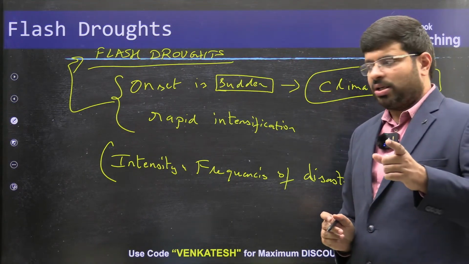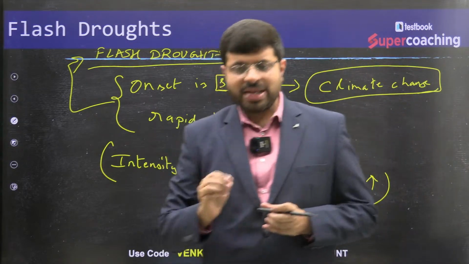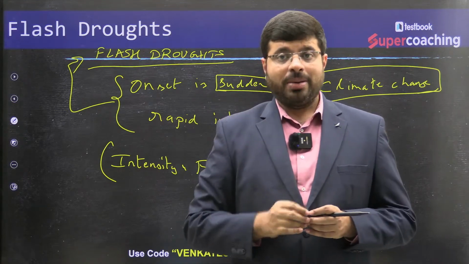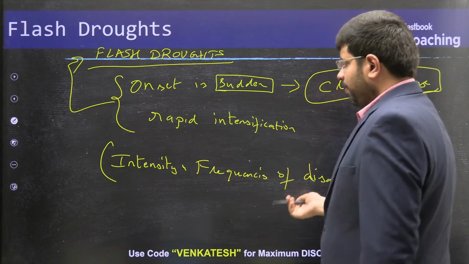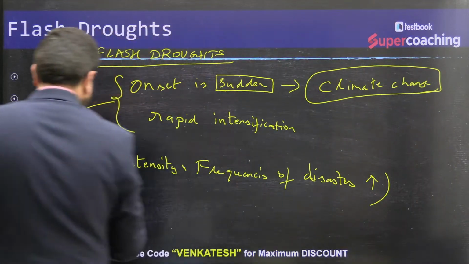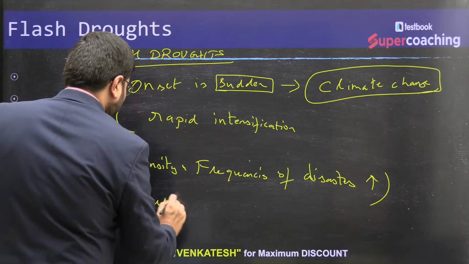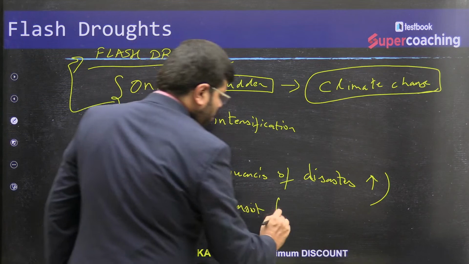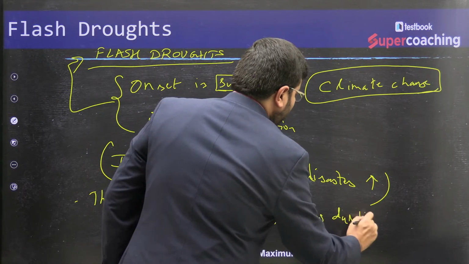Please understand how you can prepare an MCQ on this. Flash droughts occur unusually within a short period of time, but they can persist over a longer duration. These droughts can persist for a long duration. It is not like that flash flood.